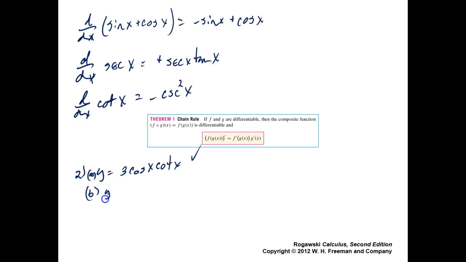The B one. Y is equal to cosine of x squared. I'm sorry, I'm going to have to pause.